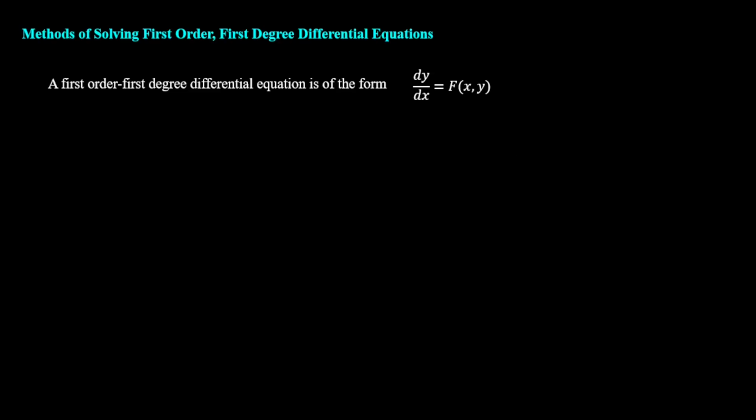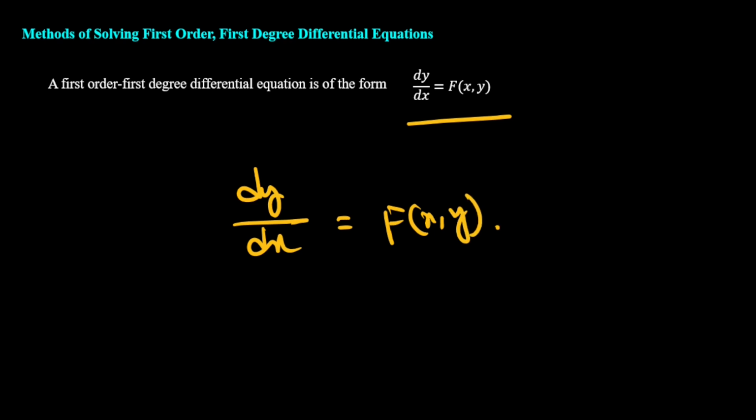Now come our fast solving techniques. First order first degree differential equation. This is the general form of the first order first degree differential equation: dy/dx is equal to f of x comma y. If we write the differential equation in this form, then we call it a first order first degree differential equation, because the order involved is first and the degree is 1 because the power is 1.